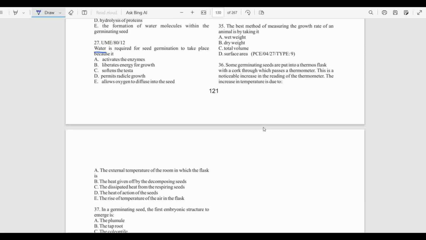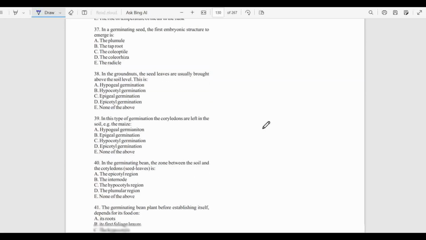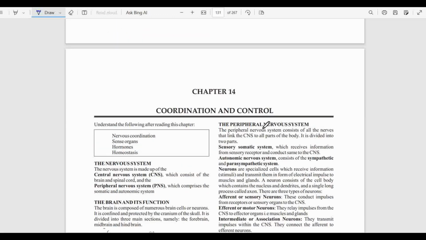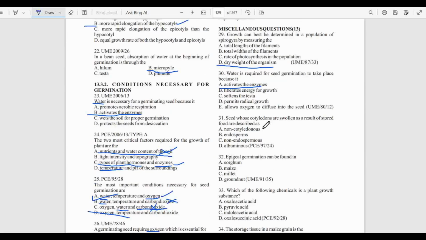There are other questions in the book. If you find the book Explicit Biology, there are also other questions and the explanations are at the back of the book. In the next video, we'll be looking at coordination and control, which will be topic 15.